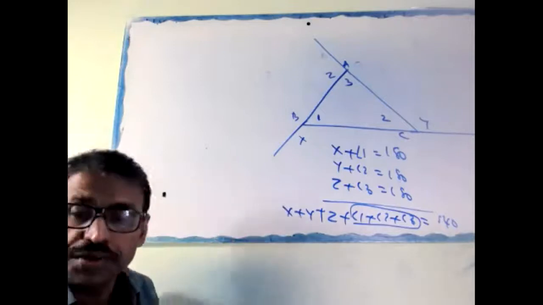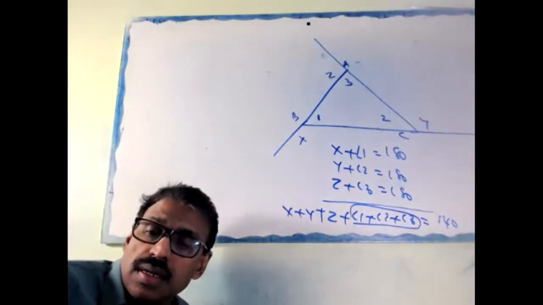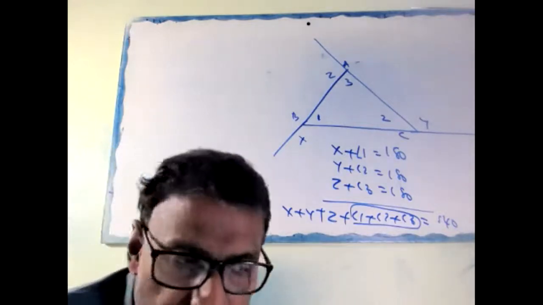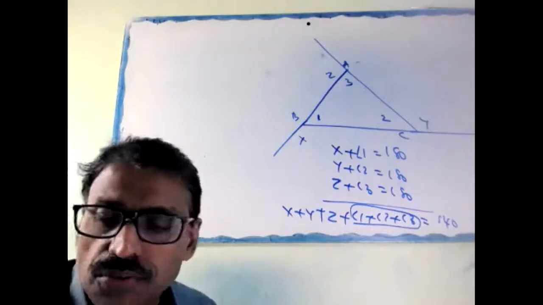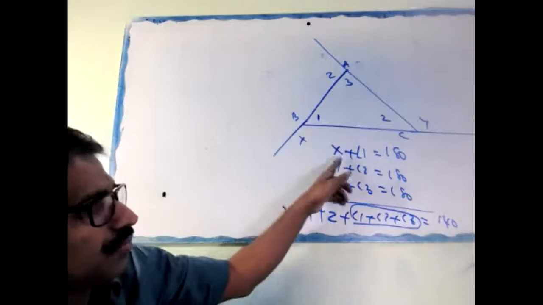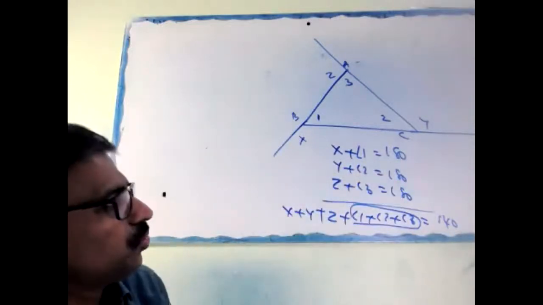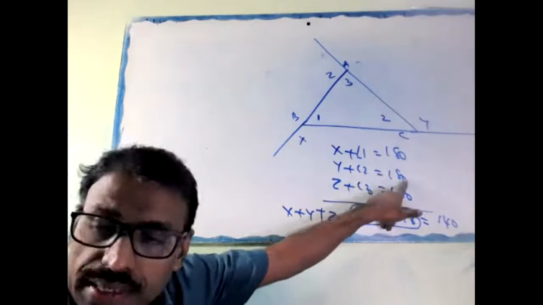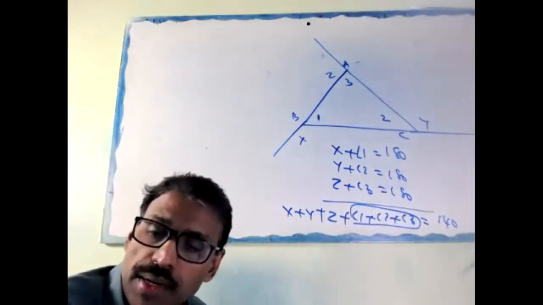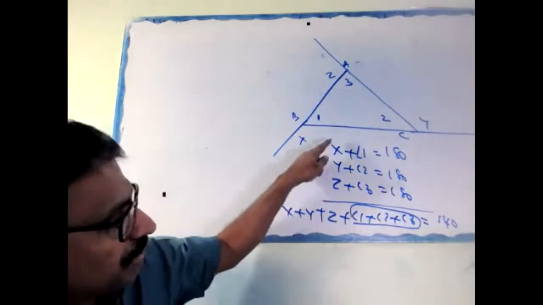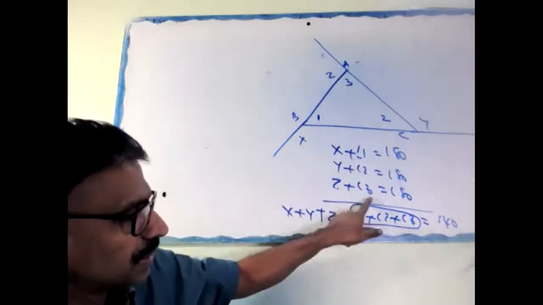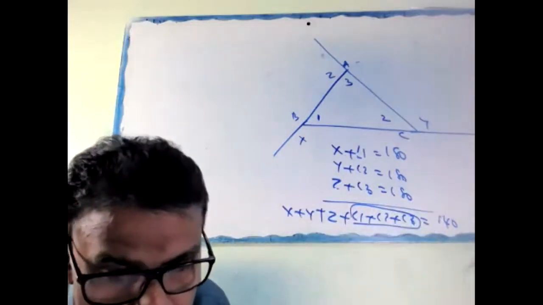Okay, so finish. Next question. Adil, look at here. Our requirement is to find out X plus Y plus Z. You know that X plus 1 is a linear pair, 180 degree. Y plus 2, 180 degree. Z plus 3, 180 degree, linear pairs. Add all, X plus Y plus Z plus 1 plus 2 plus 3 equal to 540. 180 into 3, 540.